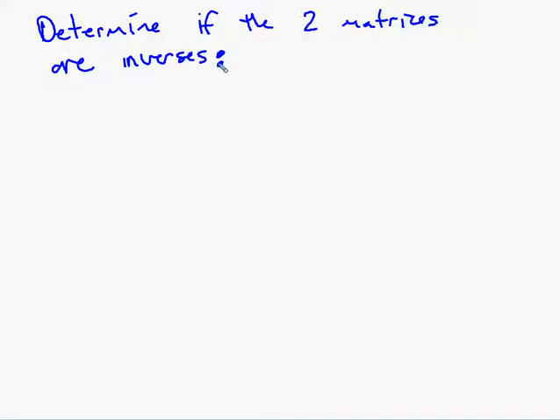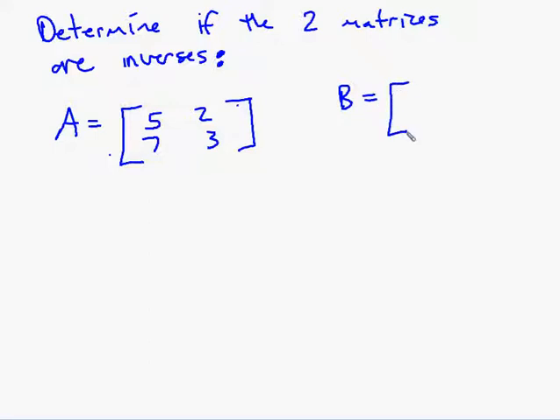Okay, so this time I'm going to give you two matrices and we're going to decide if they are inverses. Now there are two ways to do this. One way is to take one matrix and find the inverse of it and see if it matches. That's probably the long way, and so I'm not going to bother doing it that way. So here are my two matrices that I'm given. I'm going to determine if these two matrices are actually inverses.